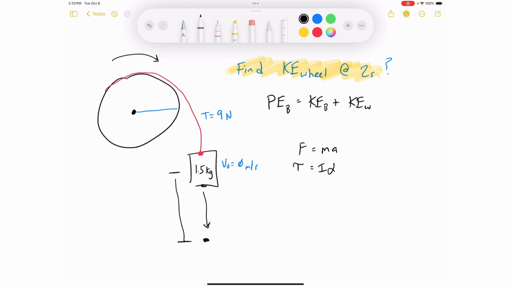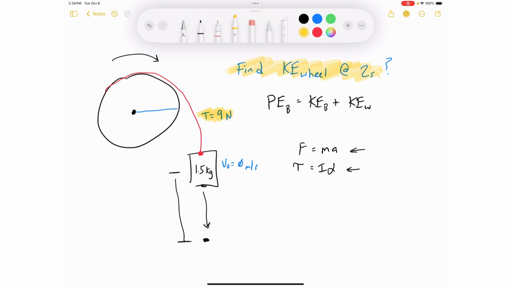F equals ma is for linear motion, and tau equals I alpha is basically Newton's second law in a rotational context. So with mass, if you try to push it, the mass is going to resist that change. It's the same thing for rotation. If you try to rotate a wheel, it's going to resist that change, and that resistance ends up manifesting itself as this tension. So right here, you can see there's 9 newtons of tension in this rope.